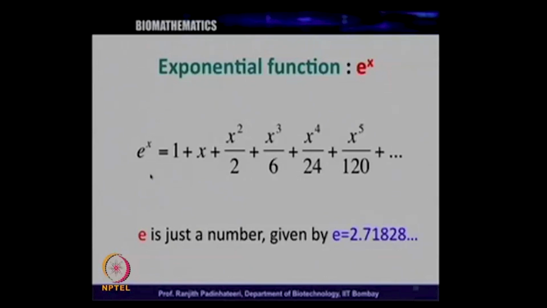e power x is defined as 1 plus x plus x square by 2 plus x cube by 6 plus x power 4 divided by 24 and so on and so forth. Now let us see how, if we plot this function e power x, how does it look like. So, let us have a look.